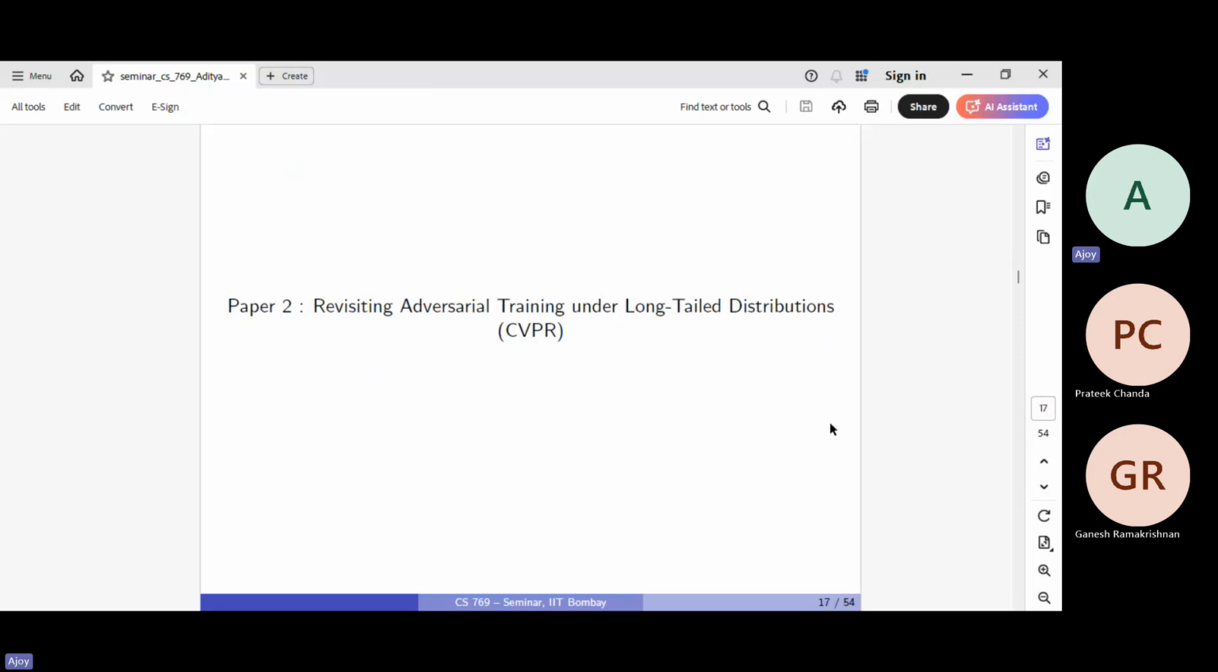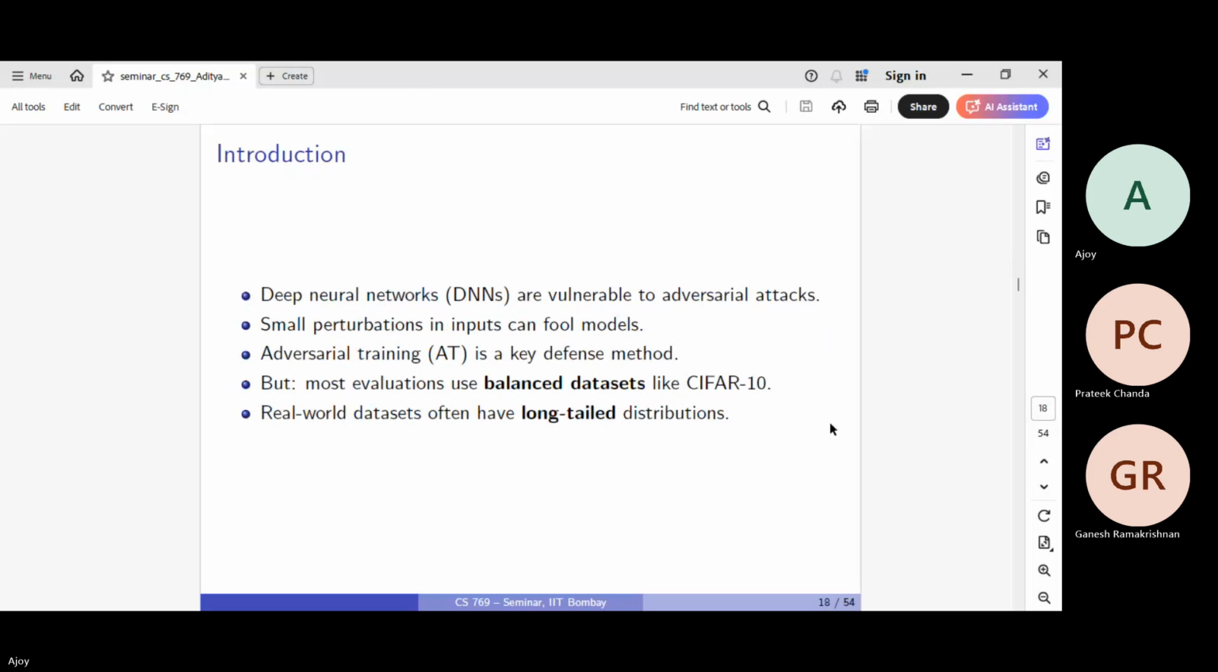Hello, my name is Nikhilesh. I'll be talking about this second paper, which is adversarial training under long tail distribution. So as we know, deep neural networks are vulnerable to adversarial attacks, and these attacks have some small perturbations in them which can fool the models, but which are essentially not easily visible to us. So adversarial training is one key defense mechanism for it, and it has worked well with balanced data sets like CIFAR-10, CIFAR-100, ImageNet, etc.